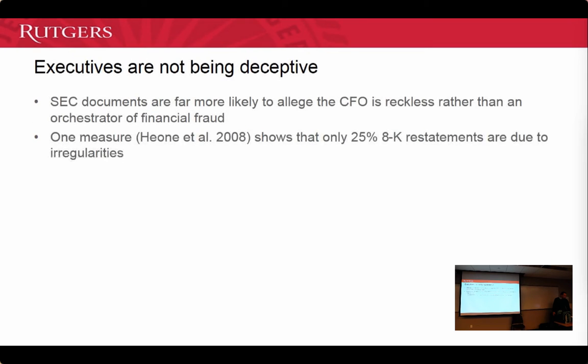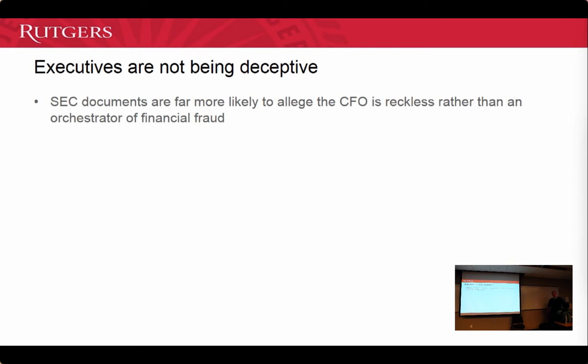Here are possible reasons to show that the executives maybe are not actually being deceptive. They might act differently without being deceptive, okay? SEC documents are far more likely to allege the CFO is reckless rather than an orchestrator of financial fraud. So they're saying it's not deception, they're just reckless. They did something really bad, but they were never lying about it, they were just being irresponsible.